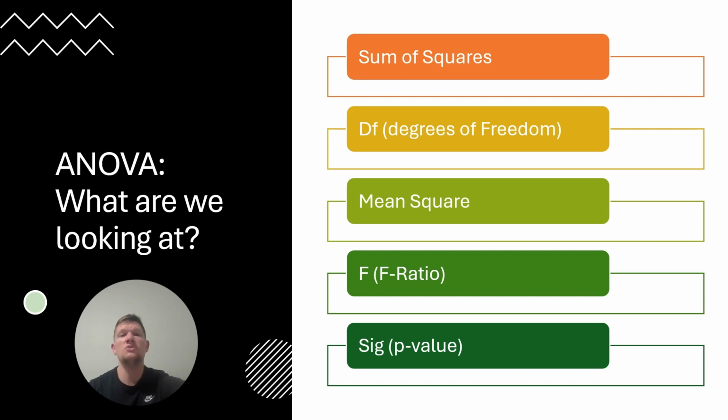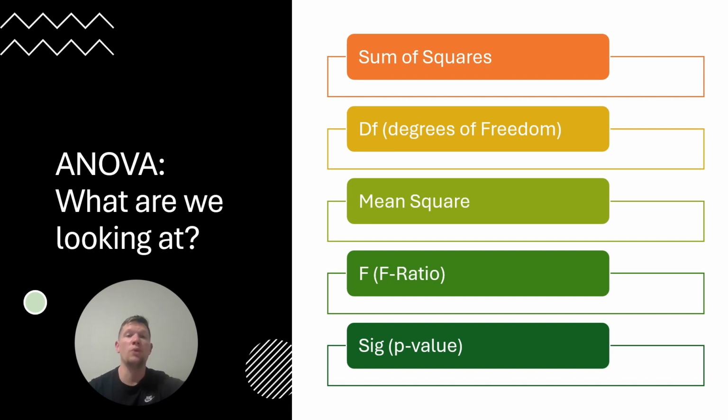The next thing is mean square, or MS. The mean square is calculated by dividing the sum of squares by the corresponding degrees of freedom. Providing an estimate of variance, it helps compare variation between groups versus variation within groups to determine statistical significance.